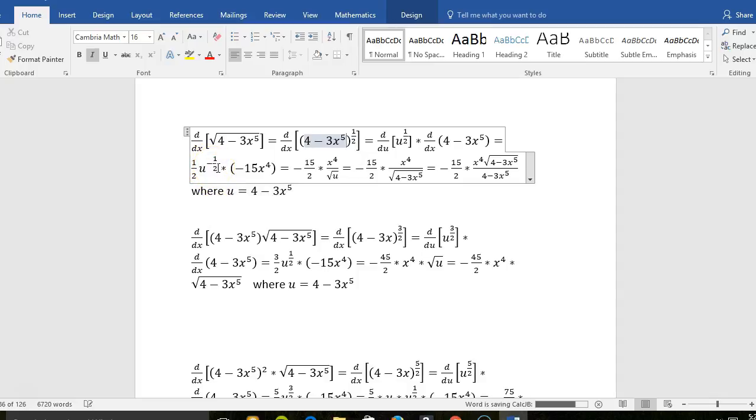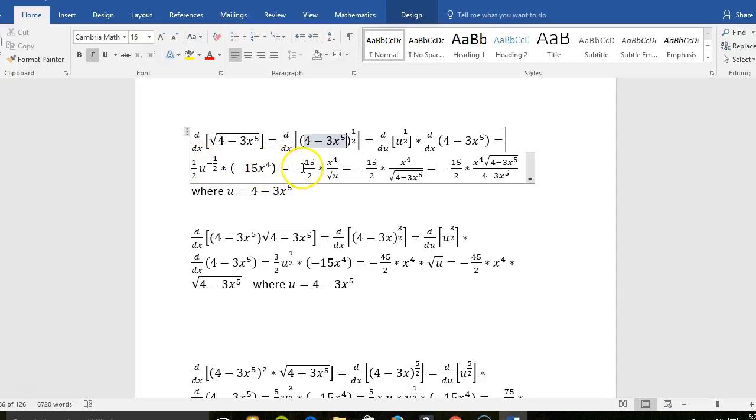So we got that, and then times d by dx of this. Remember, the derivative of the difference is the difference of the derivatives. So d by dx of 4 is just 0, that's gone. And then d by dx of negative 3x to the fifth is negative 15x to the fourth. Again, the 5 comes down, multiplies into negative 3, gives you negative 15, and we subtract 1 from 5 and get 4. So again, we're doing the power rule. We call that rule the power rule, for both here and here, by the way.